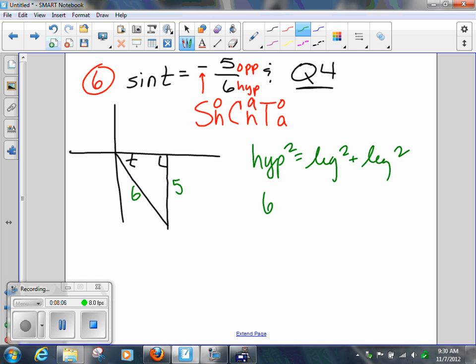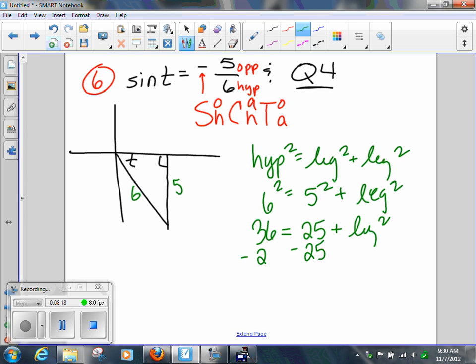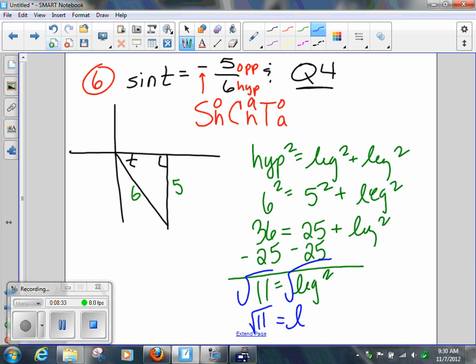My hypotenuse is 6. A leg is 5. So 36 minus 25, and we get 11 is equal to the leg squared. How do I solve for the leg? Square root of both sides. So the leg is equal to root 11. Correct? Yep. All right.